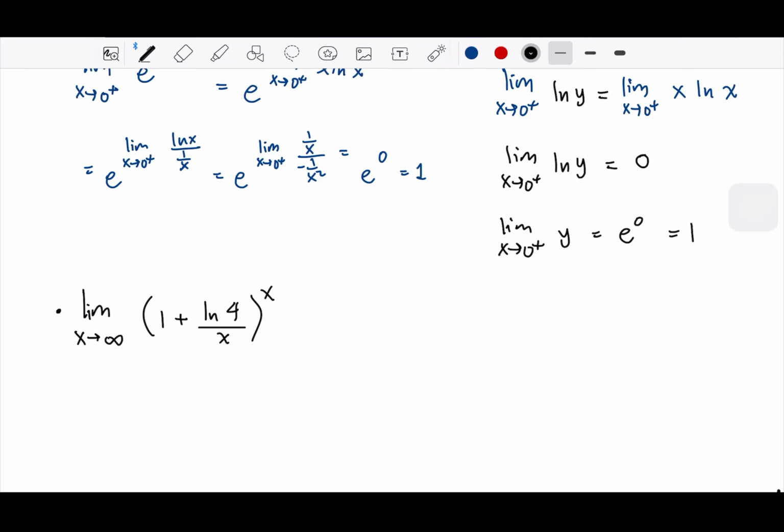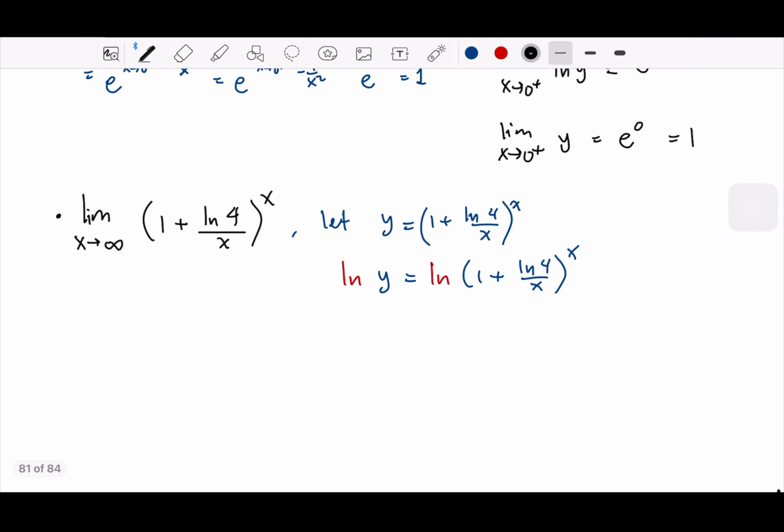So every time you have an indeterminate power, what you need to do is place the power into the front by taking the log, or ln. So we can let, let's say, y become this, and then take ln. Maybe let's write with red. And we can write down that ln y is x ln of 1 plus 4 over x, and then take the limit.